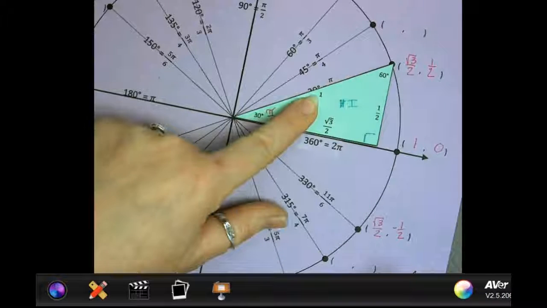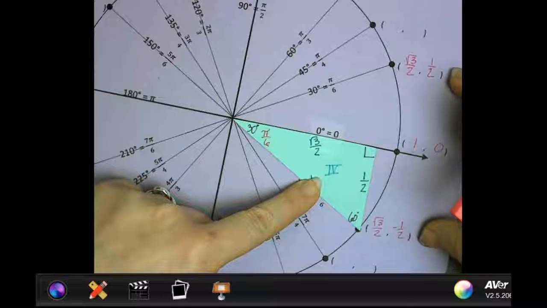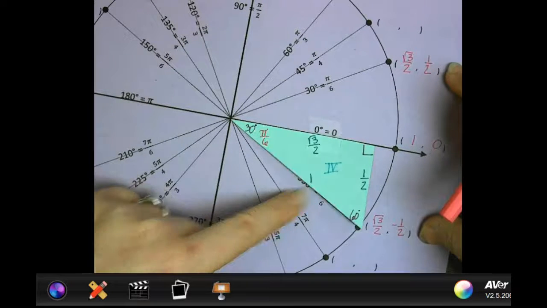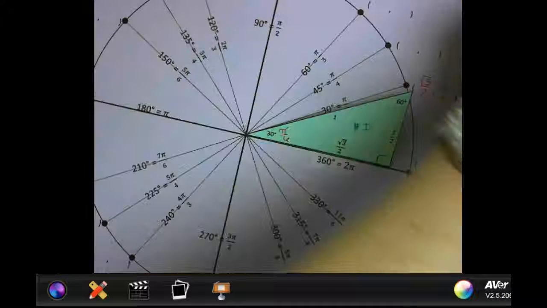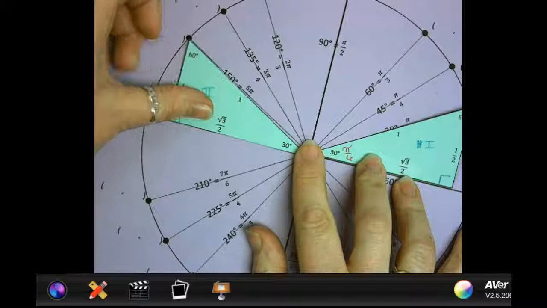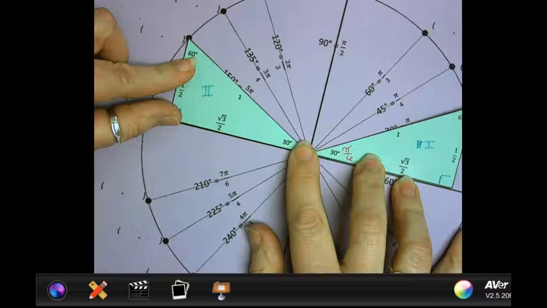Do you see how this 30 degrees is a reference angle? These 2 points are the same. The signs change depending on which quadrant I am in. Everybody okay with that? All right. So now take your other triangle. Place it down with this vertex in the center like so, and make it all line up.